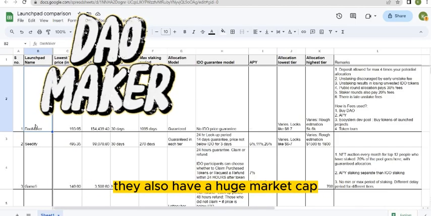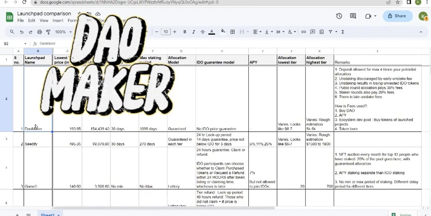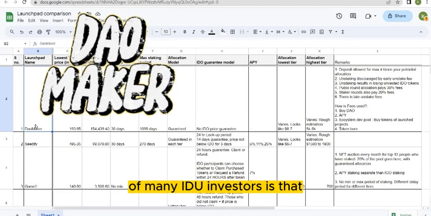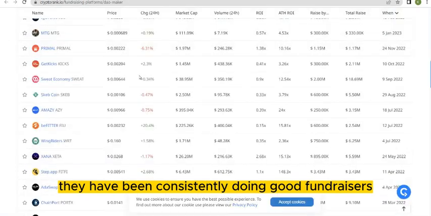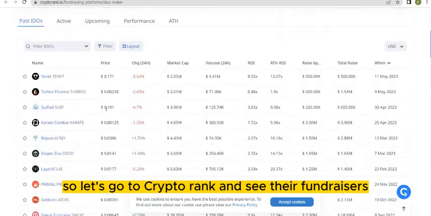They also have a huge market cap and they have done a lot of fundraisers. Another reason for this being the favorite launchpad of many IDO investors is that they have been consistently doing good fundraisers. So let's go to CryptoRank and see their fundraisers.